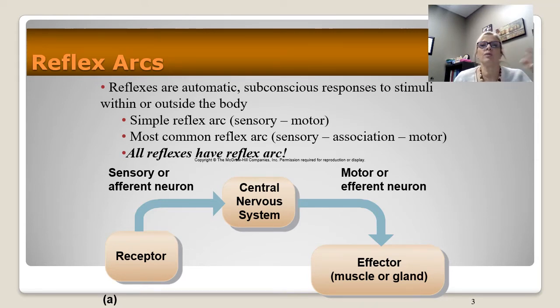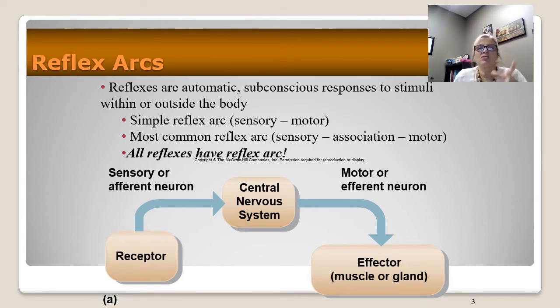So reflexes, we think of them as happening automatically, and so these can sometimes only go to the spinal cord to be completed. They don't always have to go all the way to the brain. So these are automatic subconscious responses to stimuli in or outside of the body. Most of these are going to be sensory to motor. That's going to be your simple reflex.